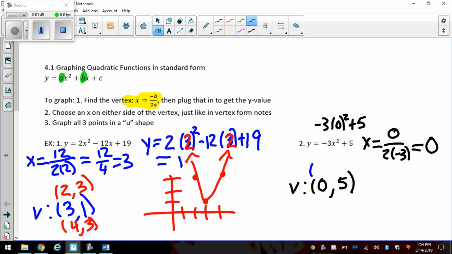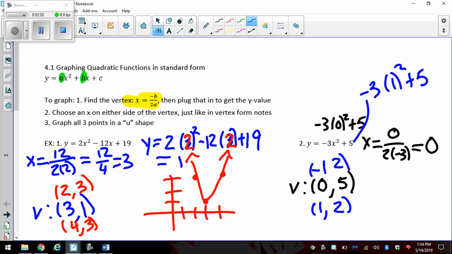Still pick one number above and one number below to plug into here. So I plug in 1 into there. I'm going to get out 2. If you plug in negative 1, you will also get out 2. You can go ahead and plug it in and check.